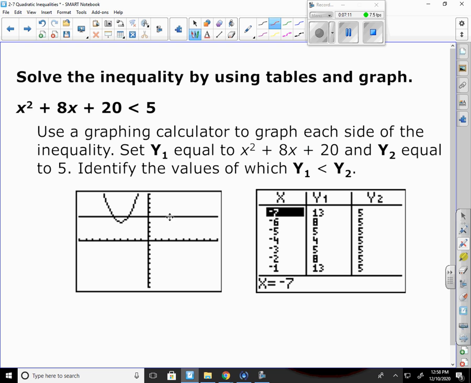So this is our graph of y equals 5. And this is our graph of x squared plus 8x plus 20. I'm looking for all the spots where it's below this line. So this whole section in here.